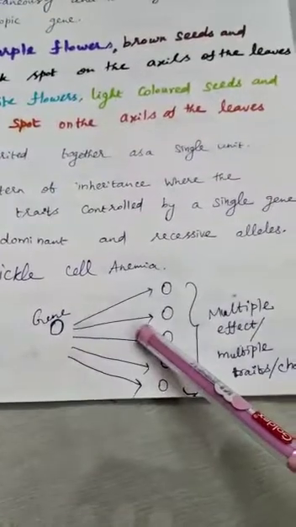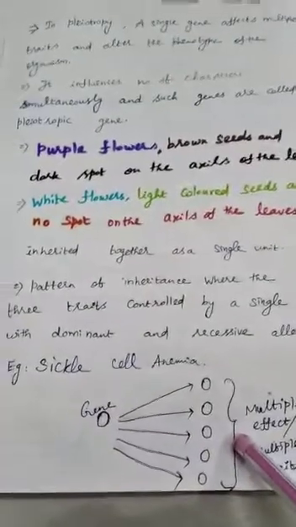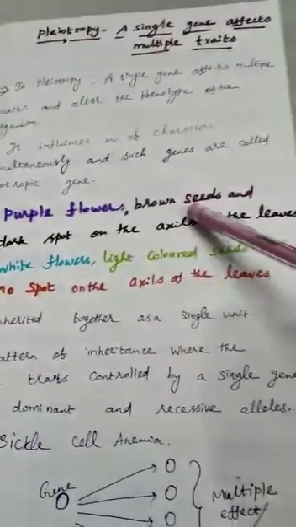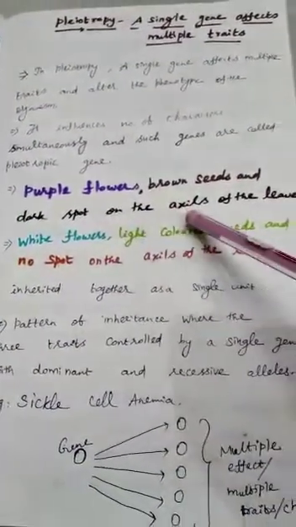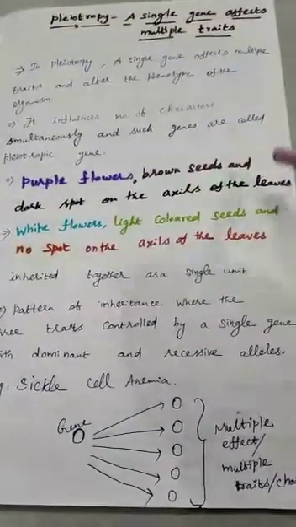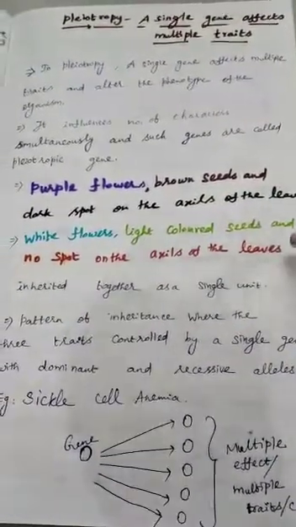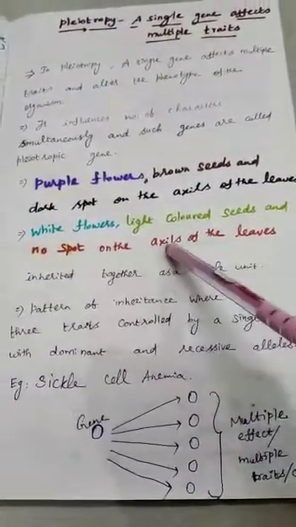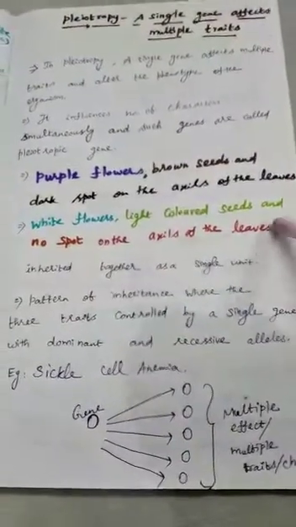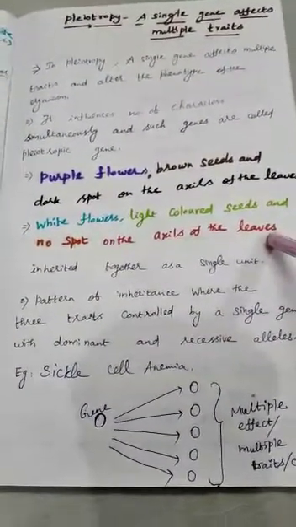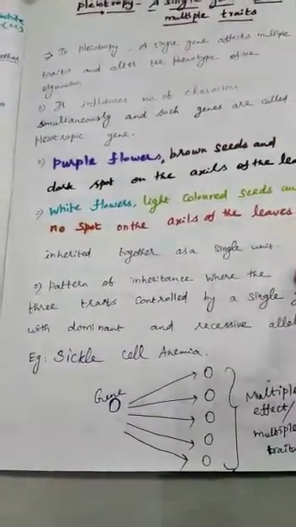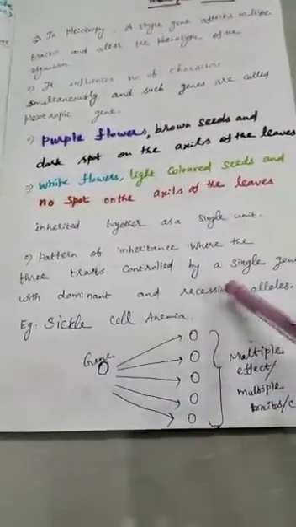Mendel noticed pleiotropy in his breeding experiments with the pea plant. In his garden, he noticed a purple flower, brown seed and dark spot on the axil of the leaves. This parental character is crossed with white flowers, light colored seeds and no spot on the axil of the leaves. Both the parental characters inherited together as a single unit. This is a pattern of inheritance where three traits are controlled by a single gene.